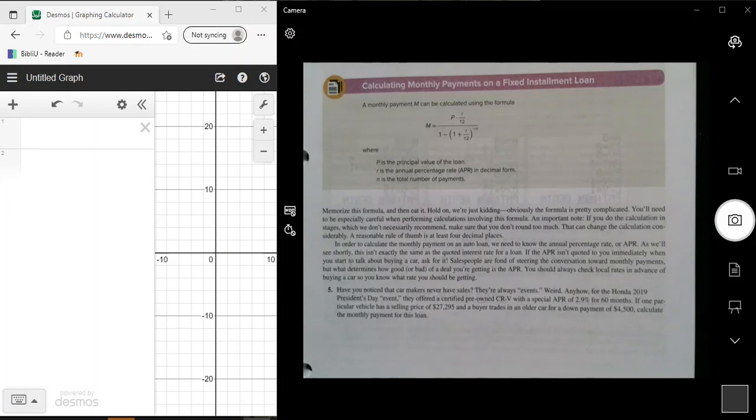Number 5, have you noticed that car makers never have sales? They're always events. Weird. Anyhow, for the Honda 2019 President's Day event, they offered a certified pre-owned CRV with a special APR of 2.9% for 60 months. If one particular vehicle has a selling price of $27,295 and a buyer trades in an older car for a down payment of $4,500, calculate the monthly payment for this loan.